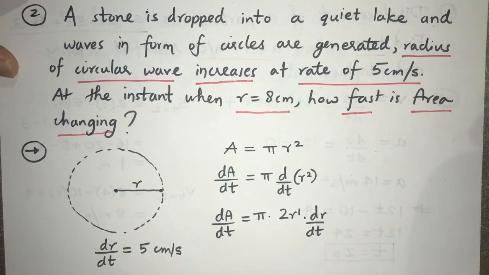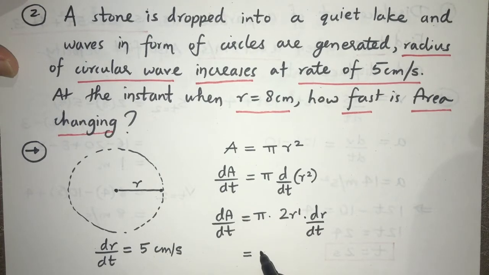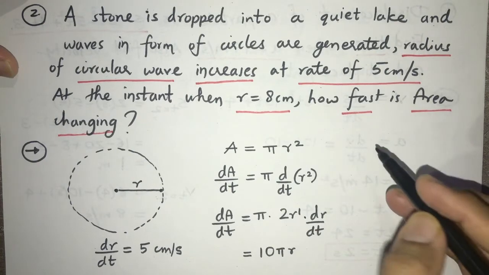Now dr by dt is given as 5, so we can substitute that. So dA by dt, on putting 5 here, will come as 10 pi r. dr by dt we are going with 5, so 2 into 5, 10 pi r. That is going to be the rate of change of area in terms of radius.